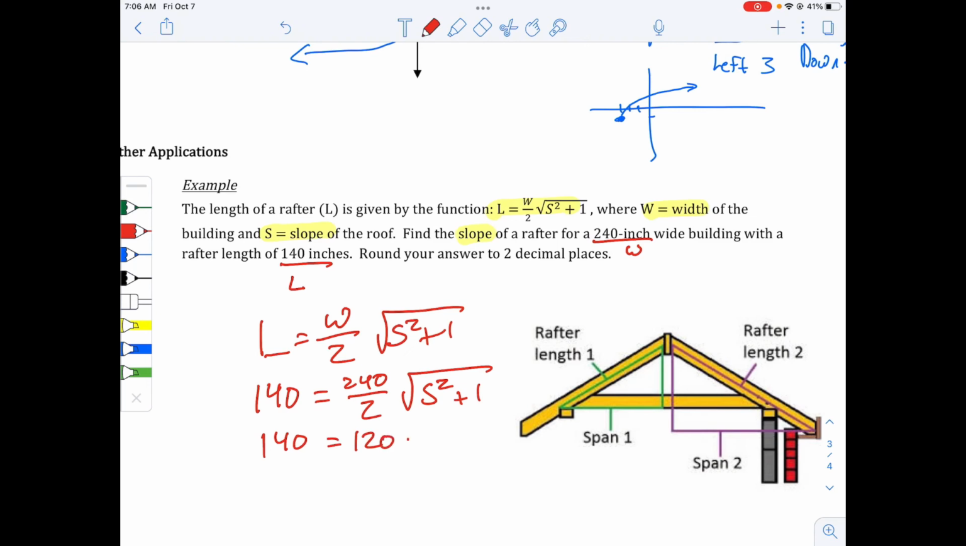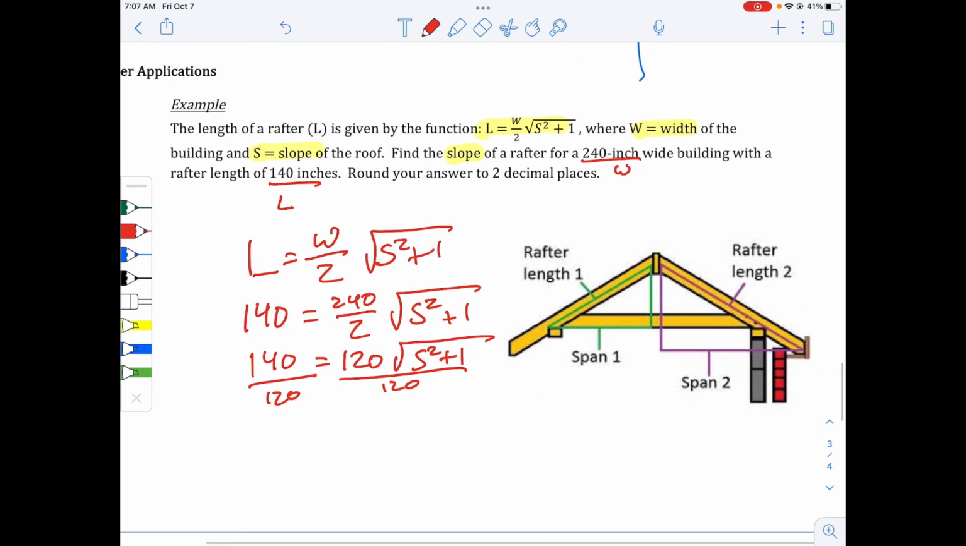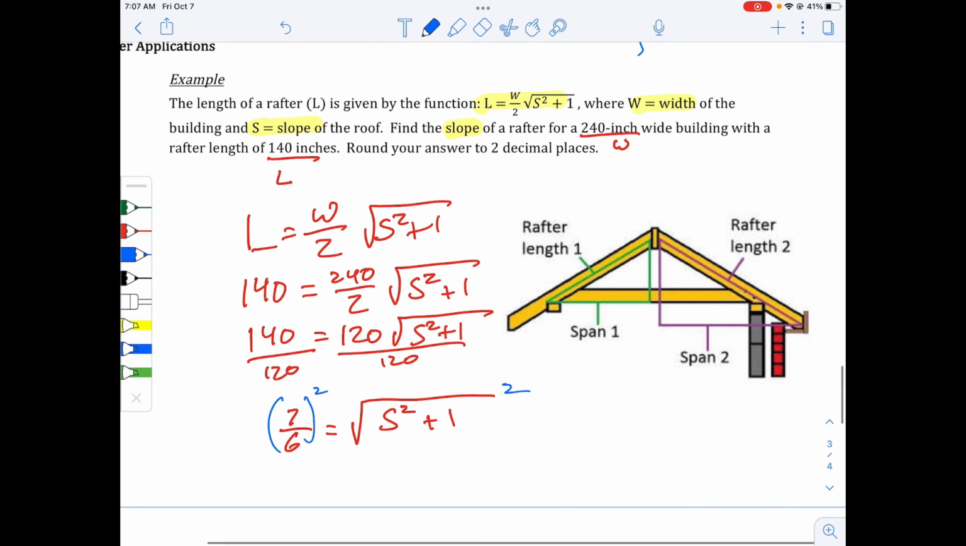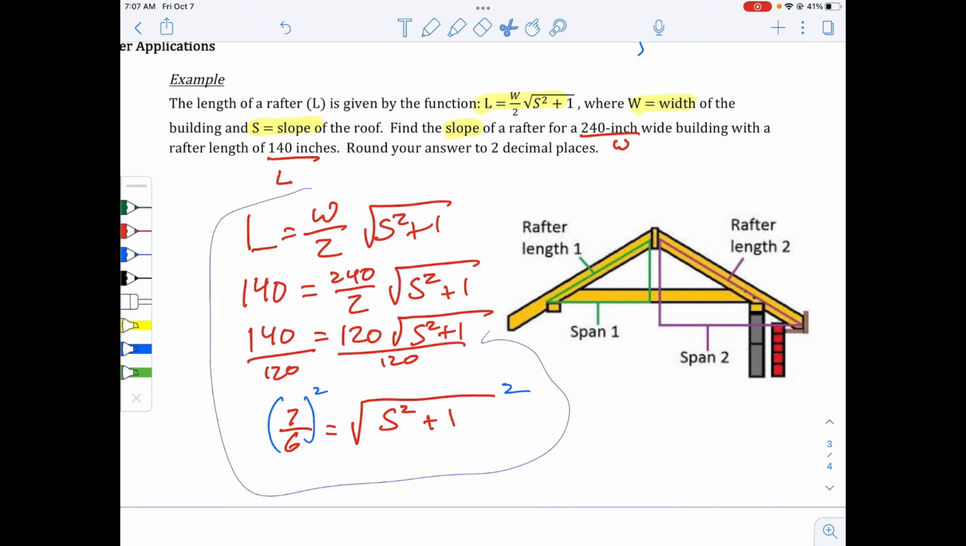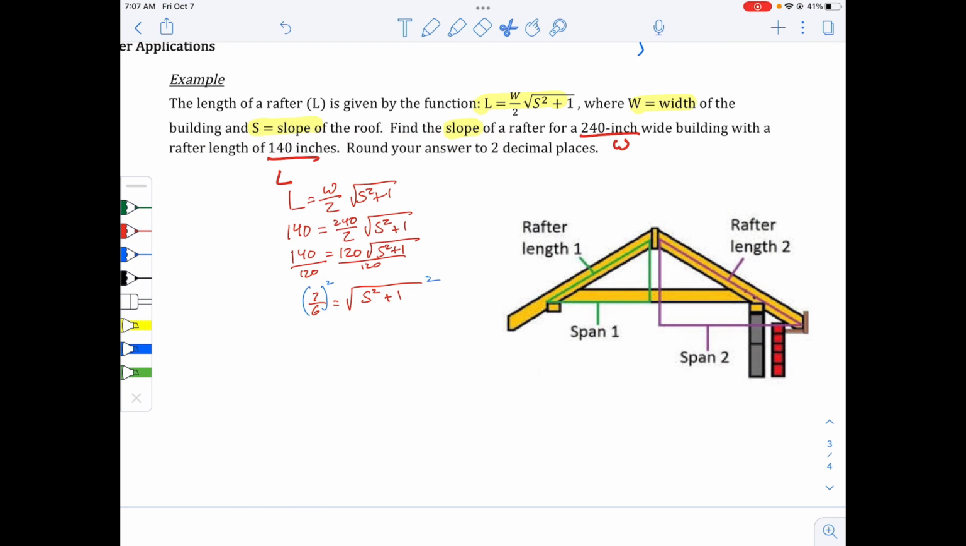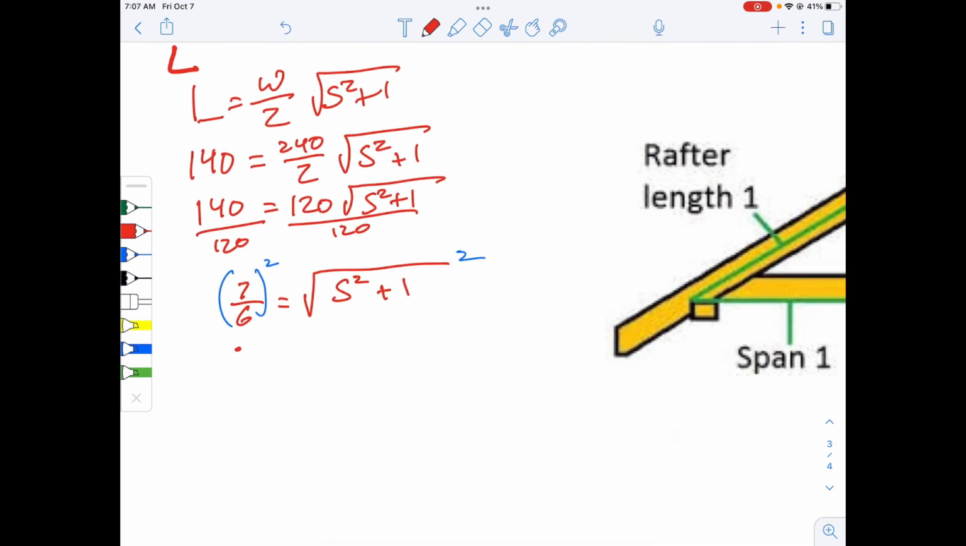Let's simplify that. And let's divide both sides by 120. Now we could go decimal, but it's probably a little easier just to simplify this to 7/6, at least for now. If we want to go decimal, we can make that a decimal in a second. How do we get rid of that square root? We're going to square both sides, right? Okay, so if we square both sides, we get 49/36 equals S squared plus 1.